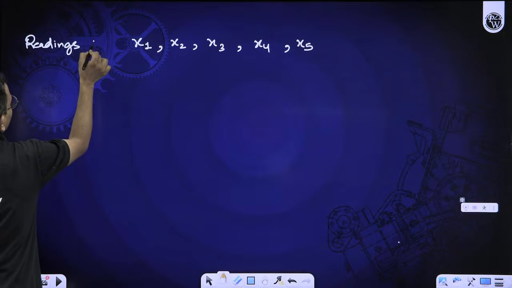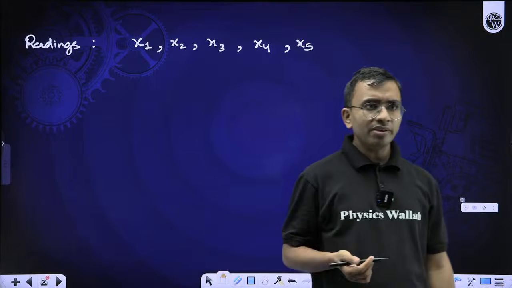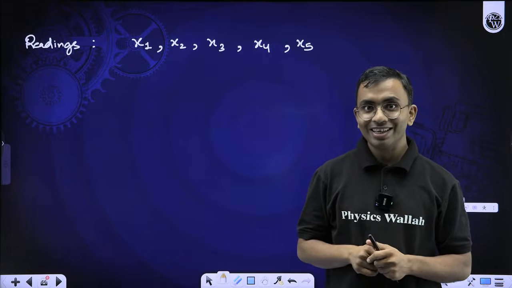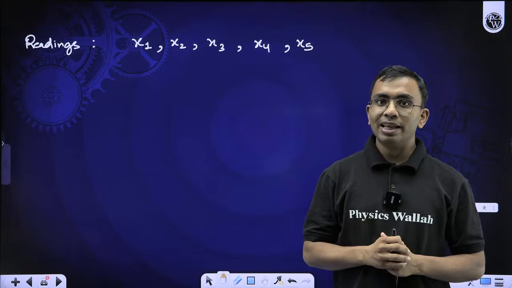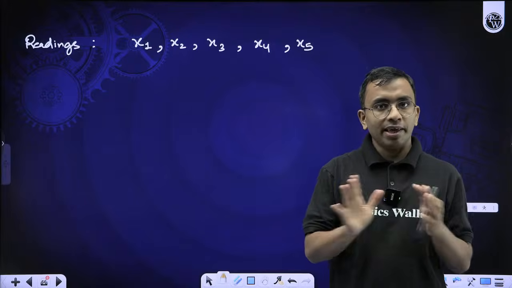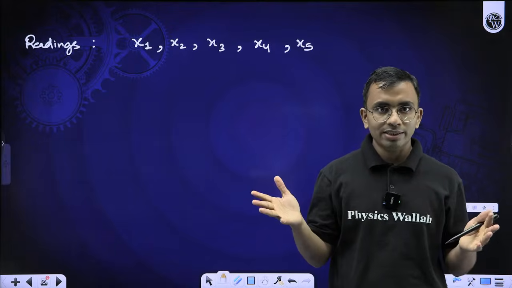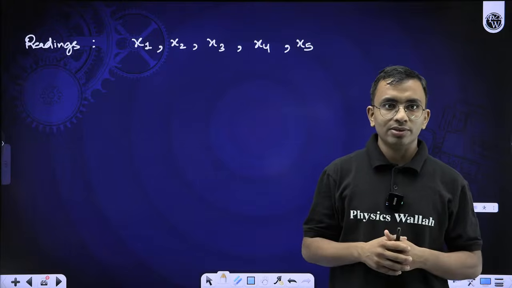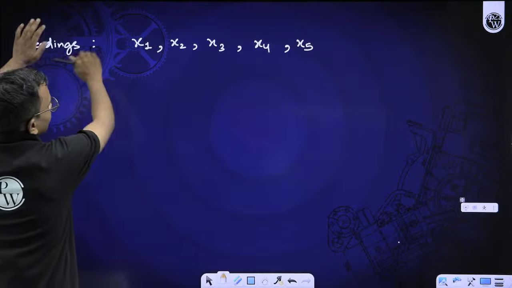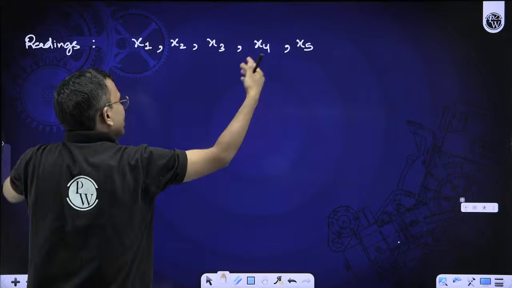You will say, sir, if we do the experiment 5 times, we will get 5 different values. Most of the time, almost every time, you will get a different reading. Whenever you do an experiment in the lab, although you are keeping everything the same, the readings will change a bit. There are so many reasons: random errors and other types of errors. So the readings will not be the same. If you do it 10 times, you will get 10 different values.